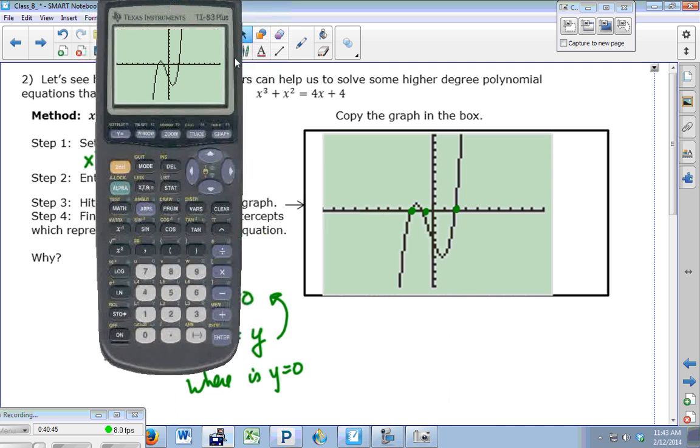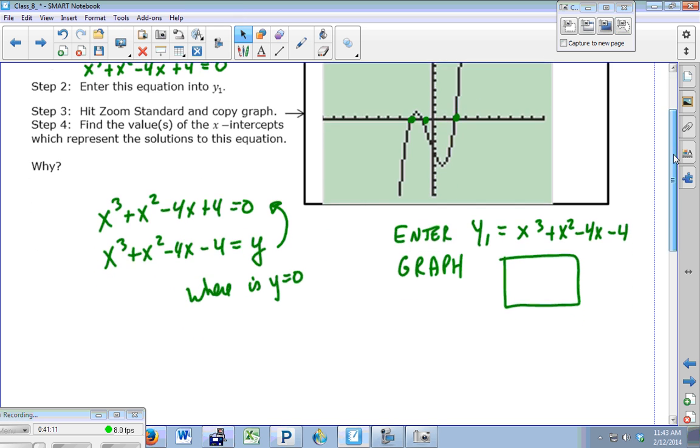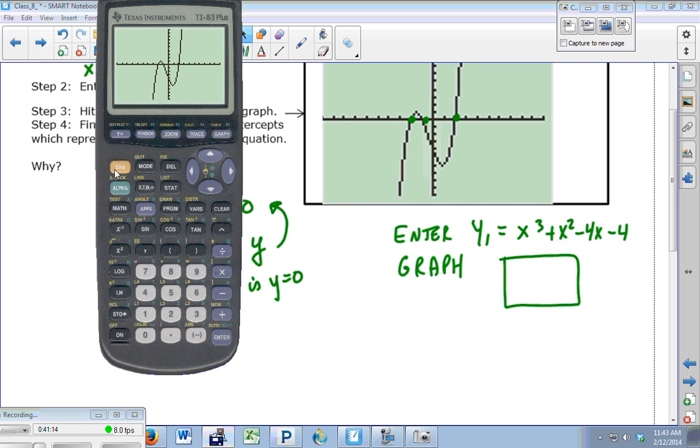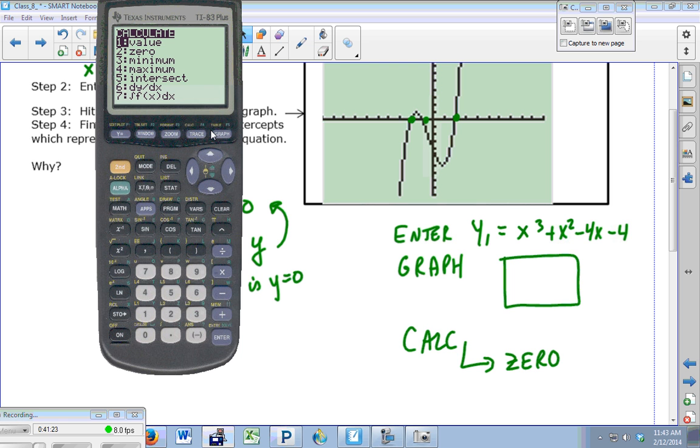So how do you find those three spots? And this is what you would do on a test. When I say, show me all of your steps, you would say, I enter y1 equals that equation we just did. So this is the type of thing I would expect to see. I find the graph, and then you're going to copy the graph on your paper. And now you show me that you know how to find the answers. You say, I go to second trace, which is calc. You can say, I go to the calc menu. And now you go to 0, because you're going to find the values of x that make y 0. So you go down to number 2, you hit enter.